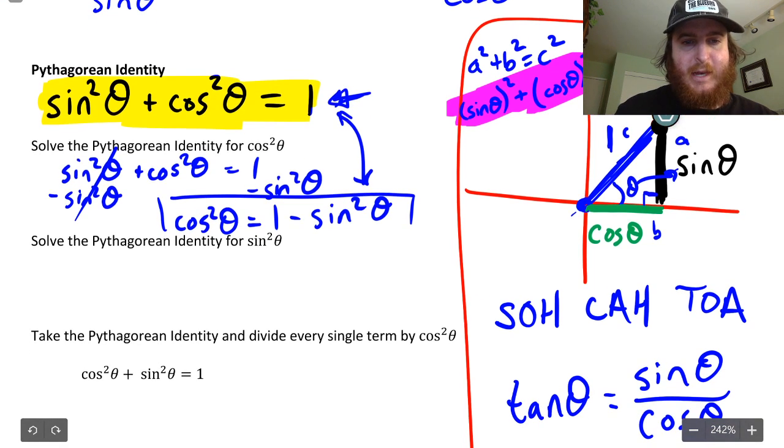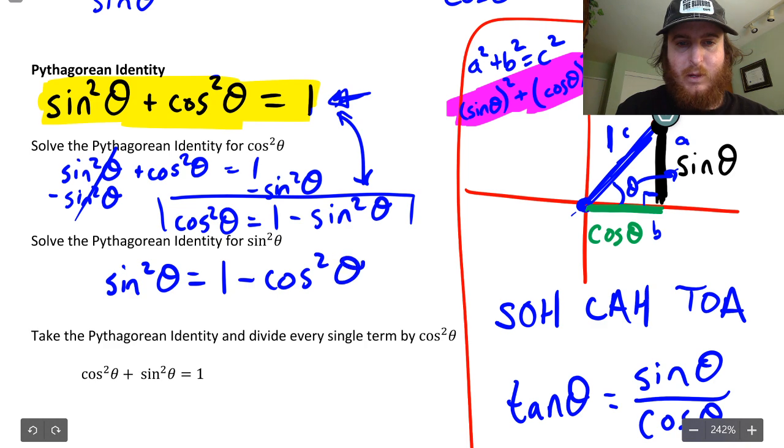We do the same thing with isolating for sine squared. I'm not going to show all the steps, but you would basically just subtract cosine squared from both sides. So we'd start with that highlighted yellow line, and we'd subtract cosine squared from both sides. And we end up with it isolated for sine squared.